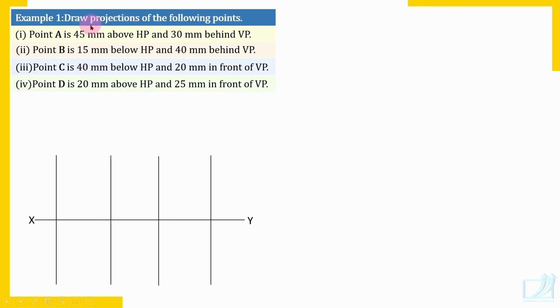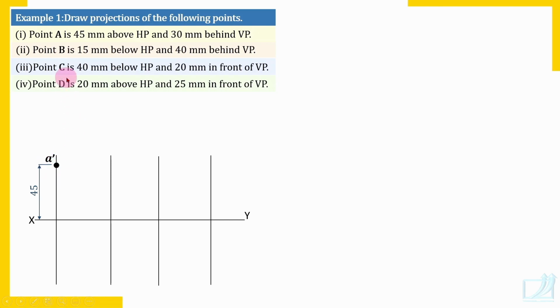Draw projections means draw front view and top view. So point A is 40 millimeters above HP. Simple. Above HP means you measure above XY line. And front view gives distance from HP. So point A is 40 millimeters above HP. And which view gives distance from HP? Front view. Front view gives distance from HP. So it should be front view. So label with a dash and use small letters.